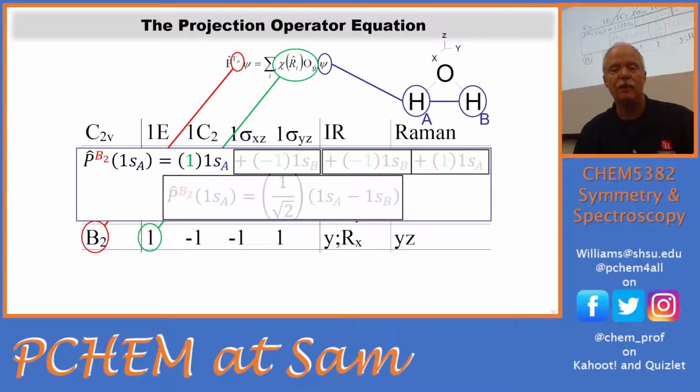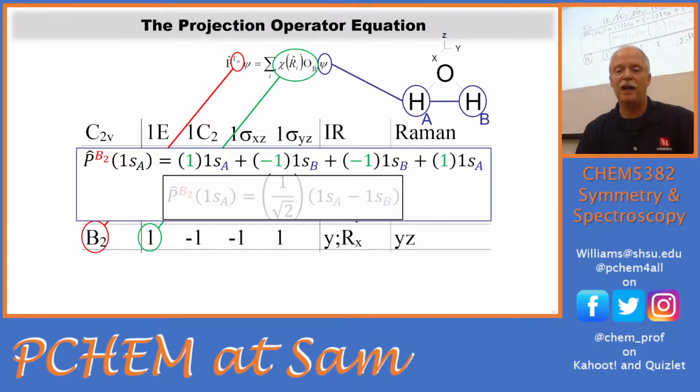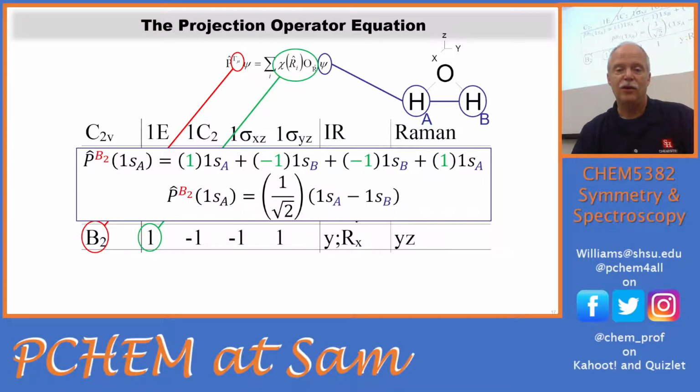So +1, the 1s orbital stays on A for the E operator. It moves to B for the C2, we get a -1. It moves to B with the reflection, we have a -1. And it stays on A with a +1 with the second reflection. And so now we have 1sa minus 1sb. See, the B's are both -1 and the A's are both +1.